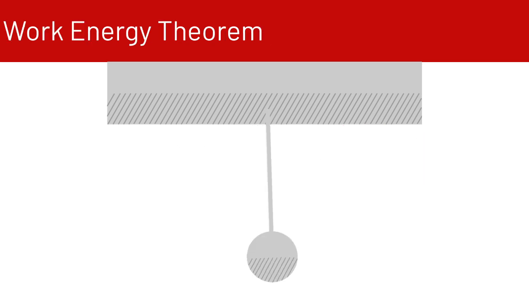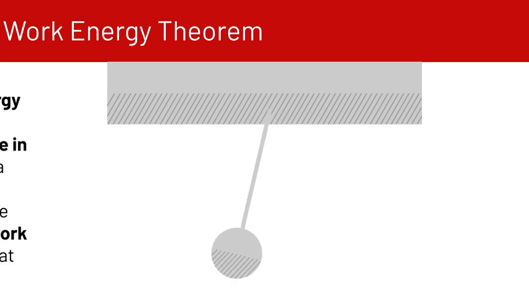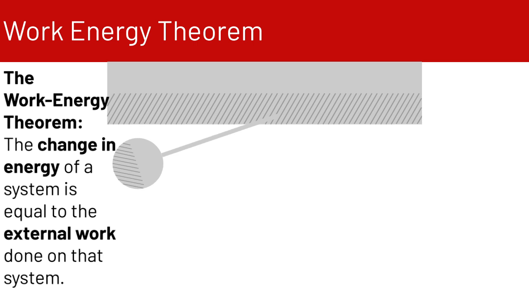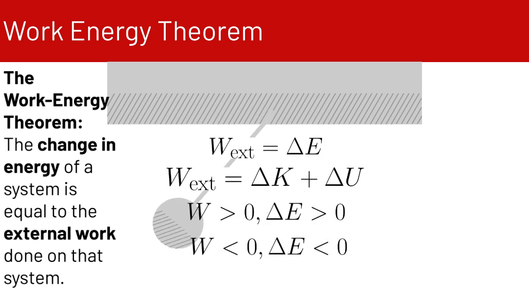Finally, putting everything together into the work energy theorem. The work energy theorem is the change in energy of a system is equal to the external work done on that system. So the external work is equal to the change in energy. The external work is equal to the change in kinetic energy plus the change in potential energy.